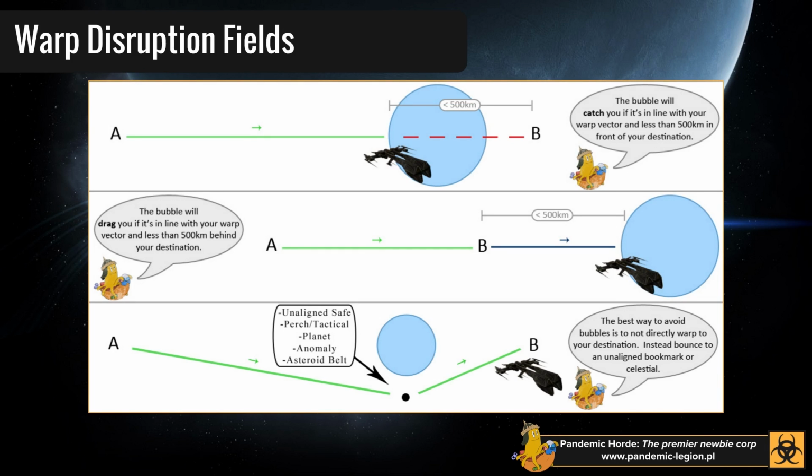Okay, so here's some more information about them. The bubble will catch you if it's in line with your warp vector and less than 500 kilometers in front of your destination. You can see a picture of that. The bubble will drag you if it's in line with your warp vector and less than 500 kilometers behind your destination.